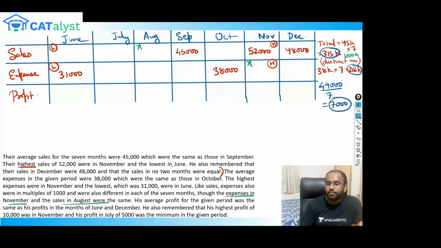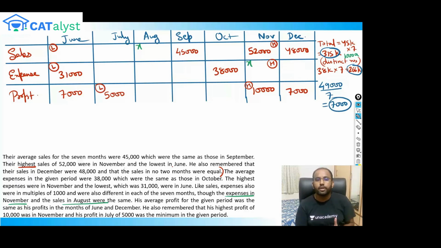That means the 7,000 is the same in June and December. So I'll put 7,000 in June and 7,000 in December. He also remembered that his highest profit of 10,000 was in November. I'll put here highest profit. And the profit of 5,000 in July was the lowest. That's all the data we have now.